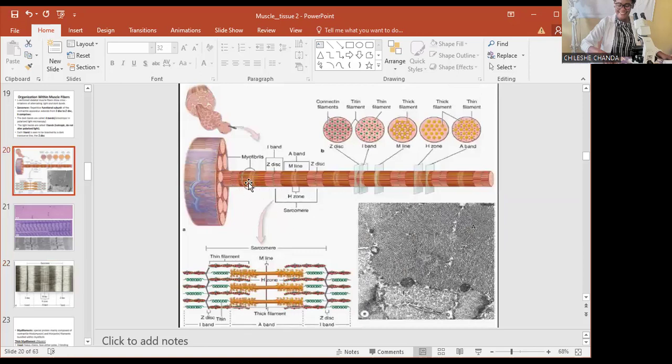So if you look at this drawing, it is showing that this is one microfilament inside a muscle fiber, and this microfilament is running from one Z disc to another Z disc. It is showing you the I band, which is the light area where we have the thin filaments alone, and the dark area, which is the A band, okay? And then we have the H zone in the middle of the A band, and we have an M line, okay? So you have to know all these.